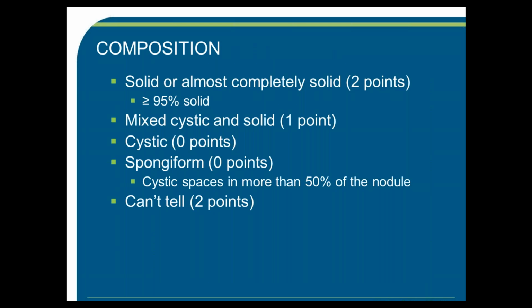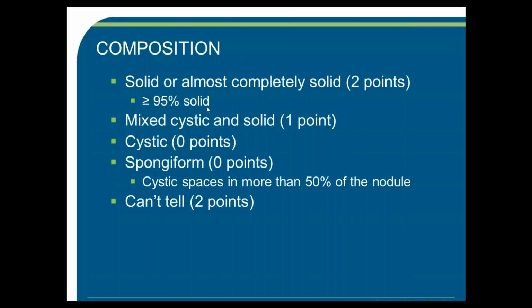Now let's move on to analyzing the different characters of the nodule. And the first, which Franklin mentioned, was composition. Composition is very important, and it should be the first thing that you think about. And it's divided into solid, mixed solid and cystic, and spongiform. So a solid nodule is defined as a nodule that is either completely solid or almost completely solid. And by almost completely, we mean greater than or equal to 95% solid. Those nodules get 2 points.